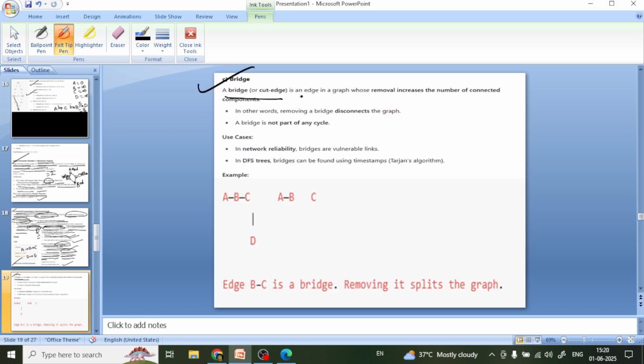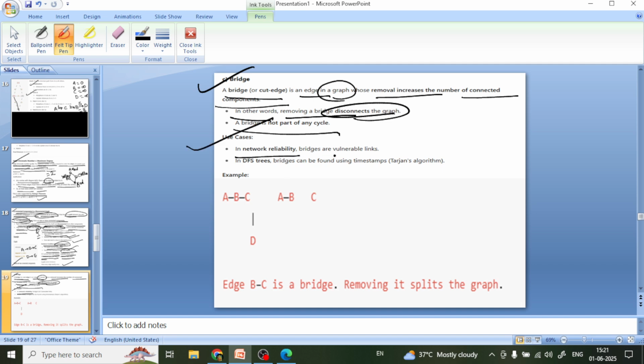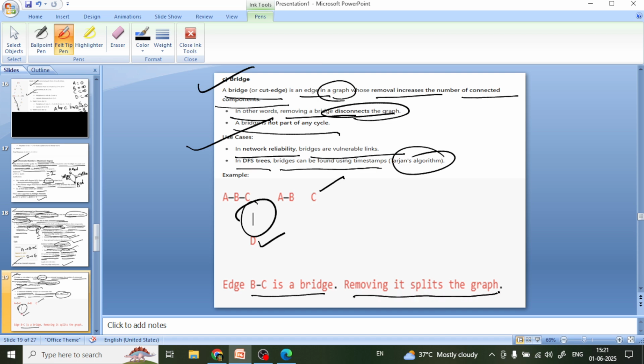And what is a bridge? A bridge or cut edge is an edge in a graph whose removal increases the number of connected components. In other words, when we remove a bridge, it disconnects the graph, and a bridge is not part of a cycle. Uses: in network reliability, bridges are vulnerable links, and in DFS trees, bridges can be found using timestamps and Tarjan's algorithm. B to C is a bridge, and removing it splits the graph.